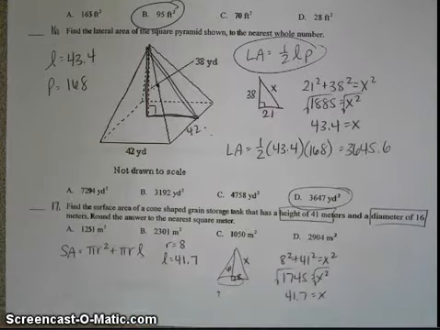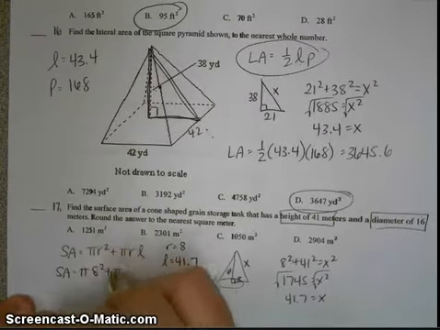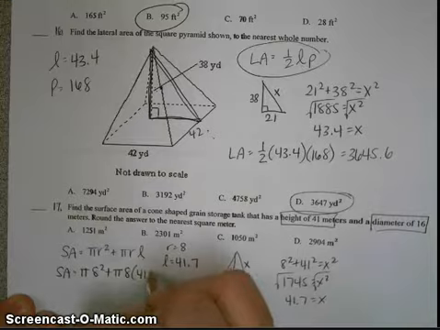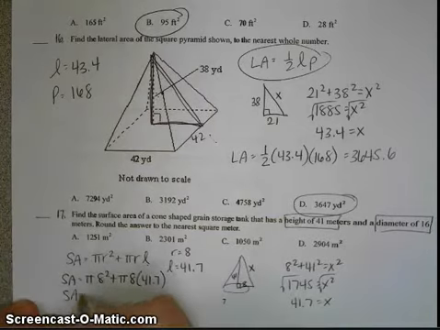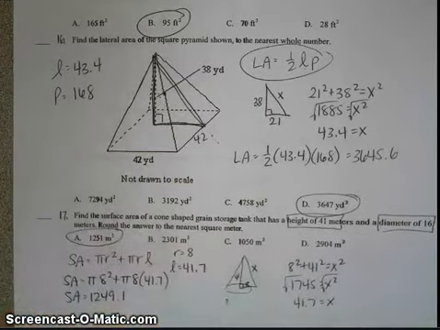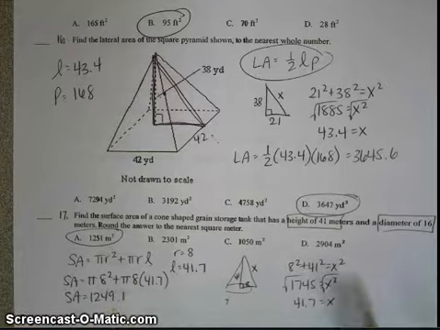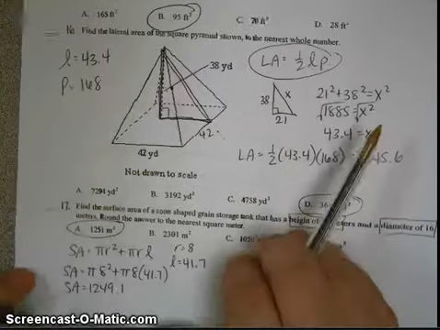Alright. So surface area, pi radius squared plus pi radius slant height. Pi 8 squared plus pi times 8 times 41.7. Gives me 1249.1. Again, it's going to make a difference if you are typing in the pi button or 3.14, or in this case, I rounded to tenths place. It just matters what you round to. So your closest answer is 1251.